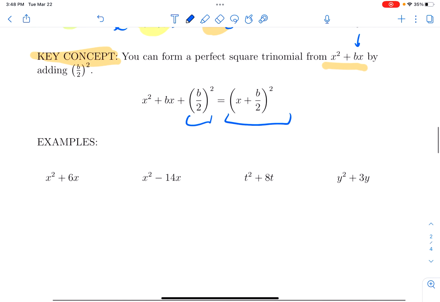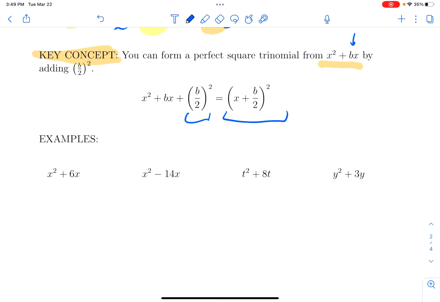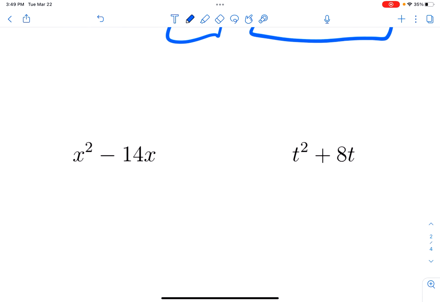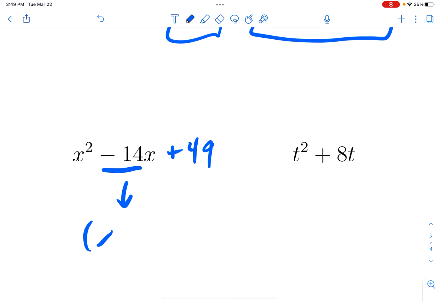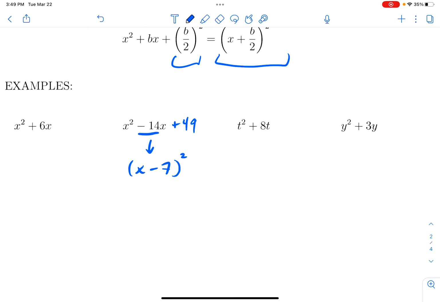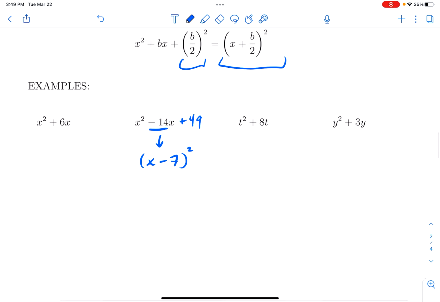So as an example, I'll do the second one here. Half of negative 14 is negative 7. Negative 7 squared is 49. If I add 49, I have created a perfect square. I've created quantity x minus 7 squared. So hit pause and try that with the other 3 right here.